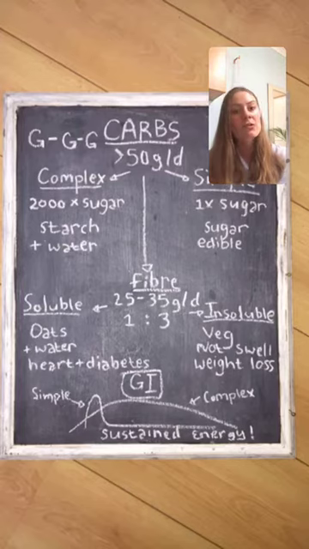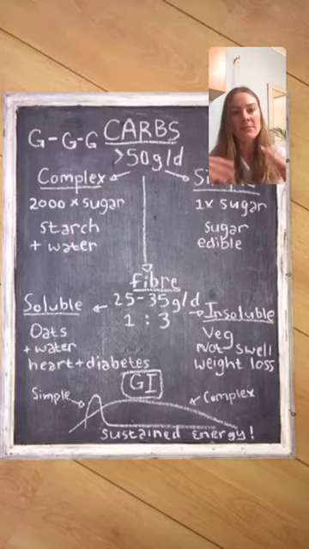So now I'm just going to give you simple examples of how to incorporate the simple and the complex carbs and the fiber to get between 25 and 35 grams of fiber per day and more than 50 grams of carbs per day.